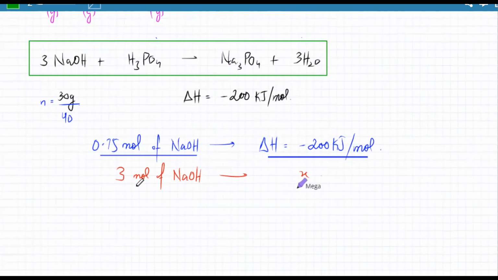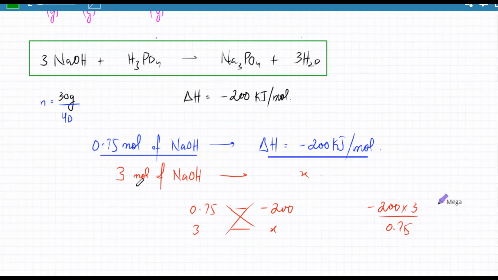So you have to apply the ratio: 0.75 moles produced minus 200. So if you have 3 moles, they're going to produce X. You crisscross and it would come out to be minus 200 into 3 divided by 0.75, right? This is now equal to the enthalpy change of reaction. Because you found it for 3 moles now.